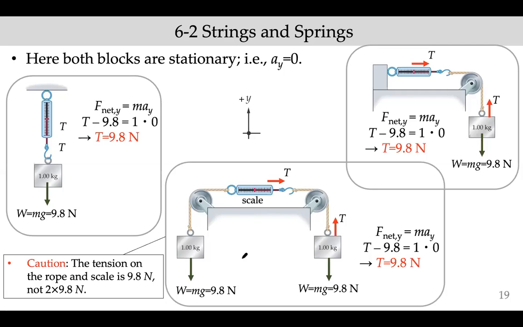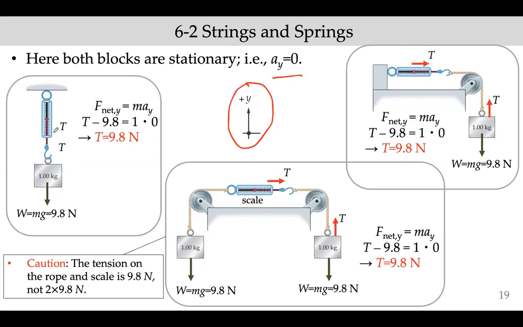Okay, so let's look at these three setups. So all of these blocks are stationary. So stationary means they are not moving at all. So for the first one, so for all of them, I will use this coordinate system. If they are stationary, that means they're not moving. The acceleration is 0. Okay, so for the first one, how would you write F equals ma? Well, there's no x motion, so you don't even have to write it. So there are really no forces in the x direction.